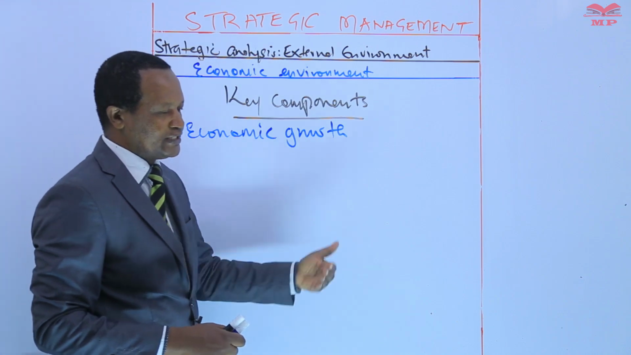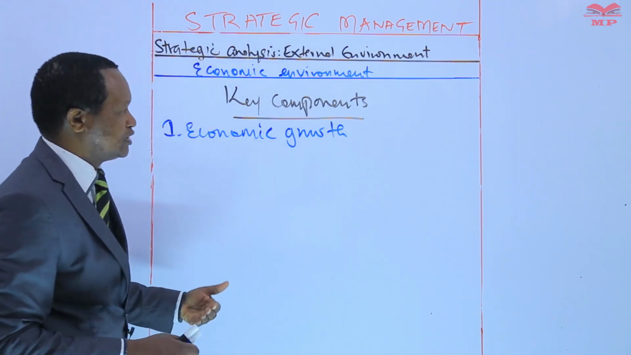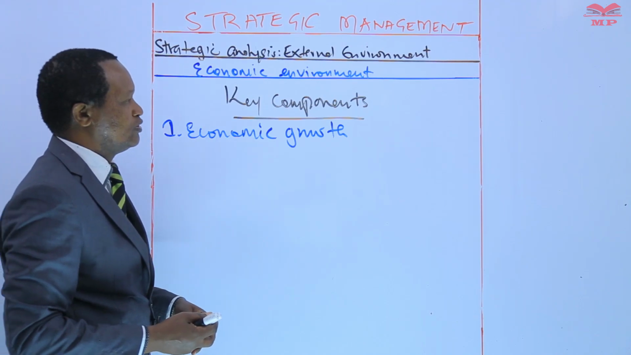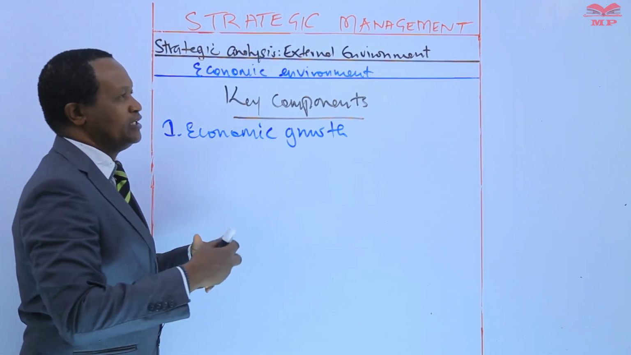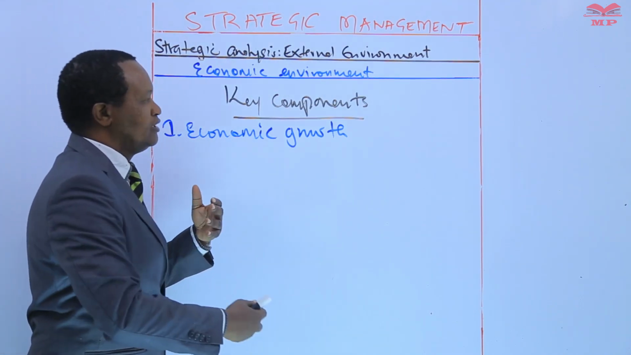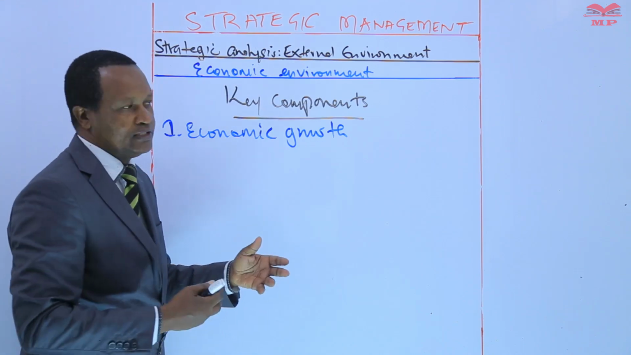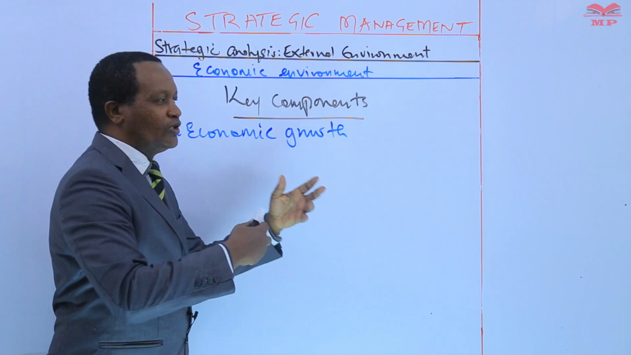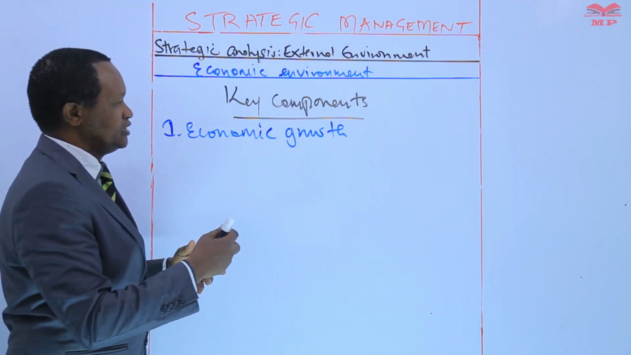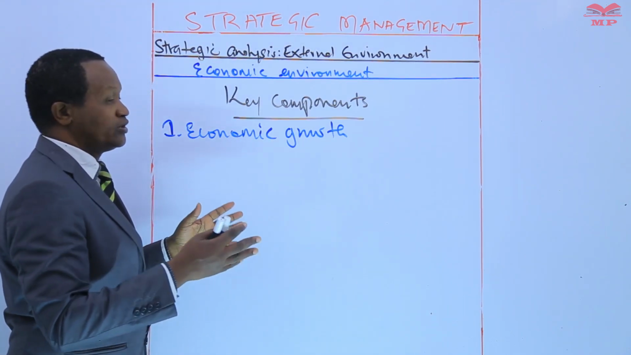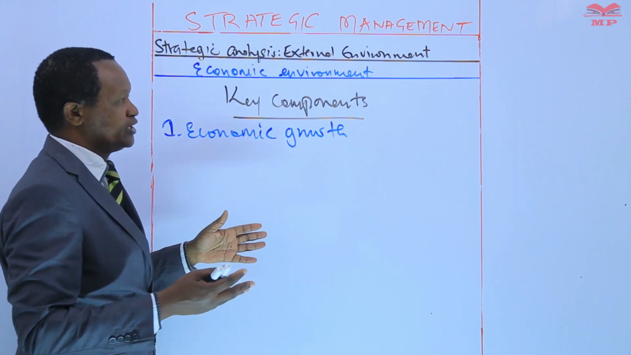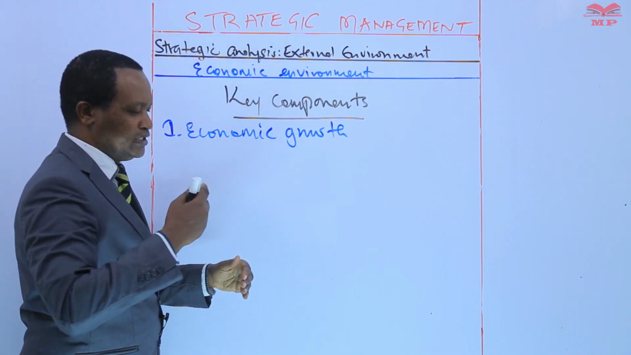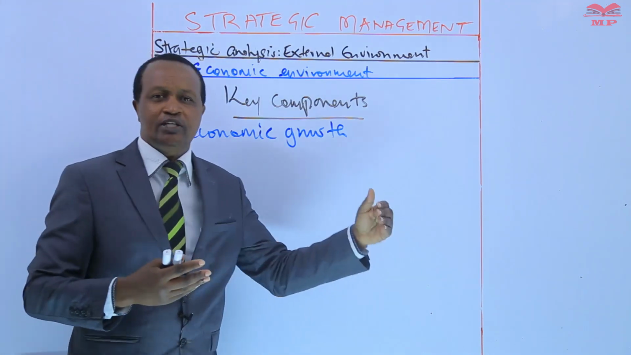So when analyzing the economic environment, it's important to check what is the overall economic growth. Is the economy growing, and at what rate? Is it growing positively or negatively? It is important for a business when crafting strategy to know, so that the business can decide whether to expand its operations or not.